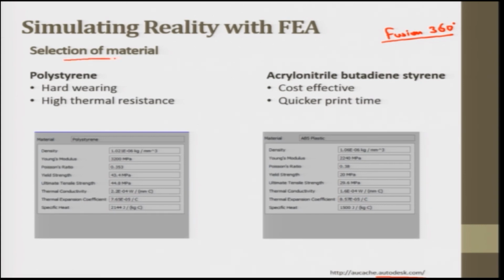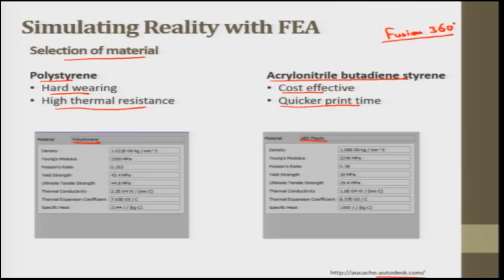First thing is selection of material. One material for this product could be polystyrene, or the other could be ABS. Polystyrene's properties were hard wearing, high thermal resistance. ABS was cost effective because of its close availability and low cost as well, and it has a quicker print time. Now these are the properties which are inbuilt in the software. These are called the material libraries.